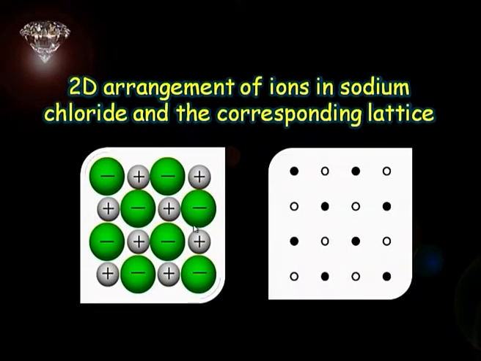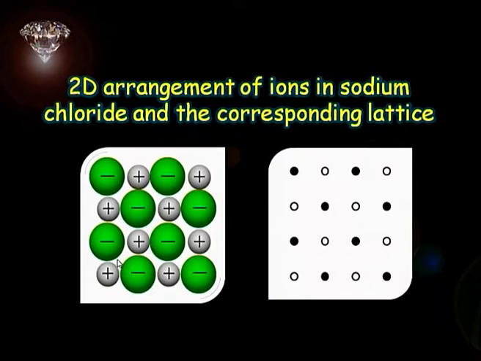Let us have a simple example here of a two-dimensional lattice of sodium chloride. The green spheres here are representing chloride ions, and the grey ones are giving you sodium ions. So this is a two-dimensional ordered arrangement of sodium chloride.